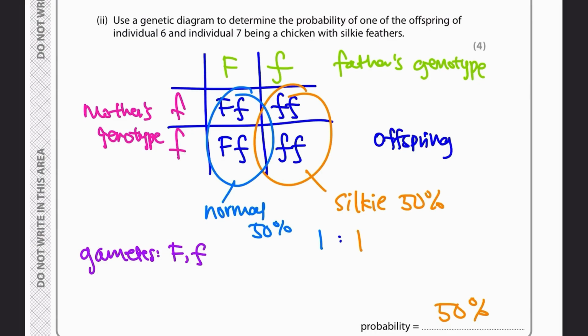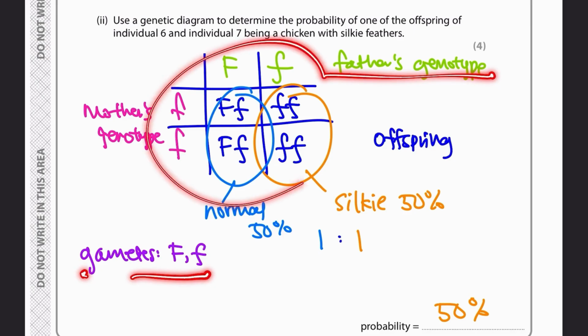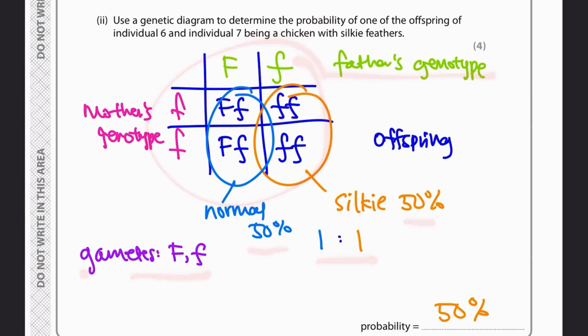So that's a genetic diagram with the 4 marks. First mark, the parent's genotype. Second mark, the parent's gametes. Third mark, the actual table. Fourth mark, the percentage or the ratio. Please get all 4 marks.